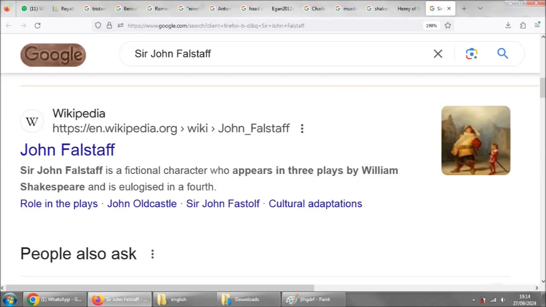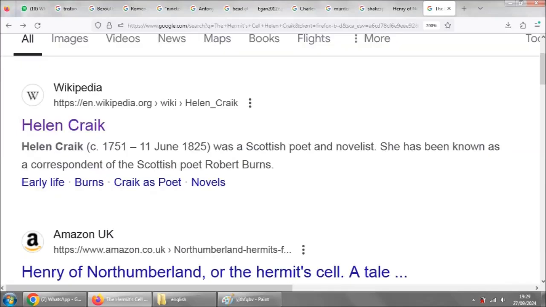But talking about fictional characters, yes, let's go to John Falstaff. He is a fictional character who appears in 3 plays by William Shakespeare and is eulogized in a 4th. Yes, so this is what they're telling us about John Falstaff. Then we've got this Helen Craig.